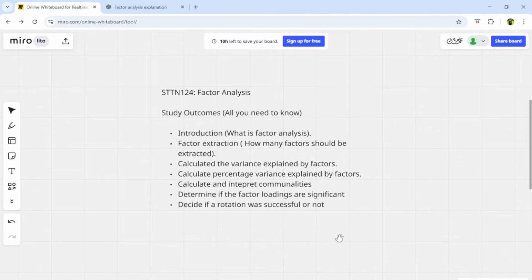Alright, so in today's video we'll be going through factor analysis, which is study unit 2. These are the study outcomes, all you need to know. Like always, we'll be going through each and everything that you need to know. So we have the introduction, and then we have to know factor extraction.